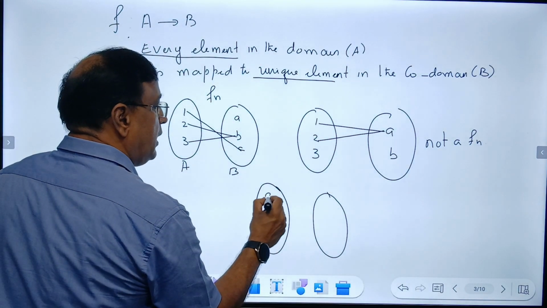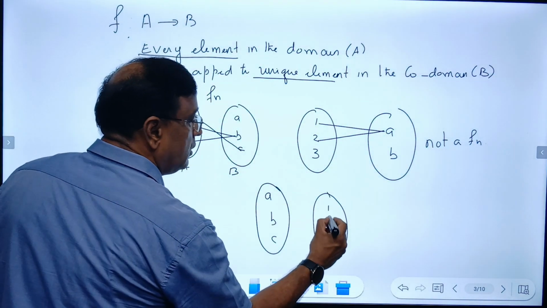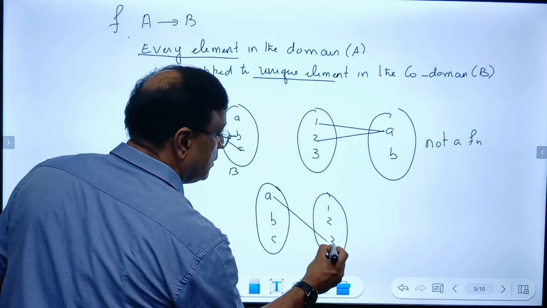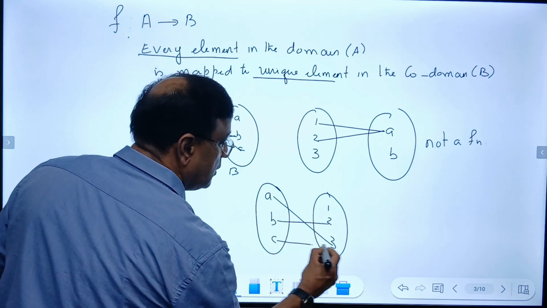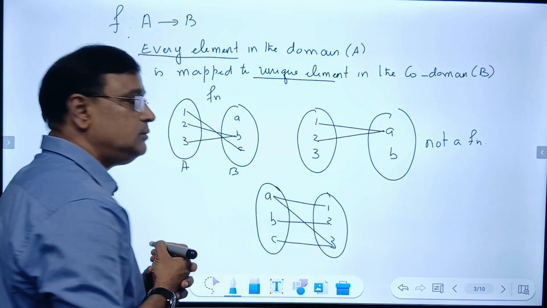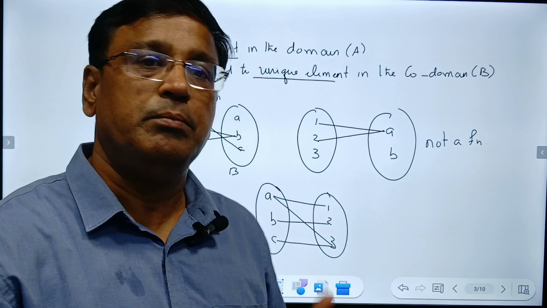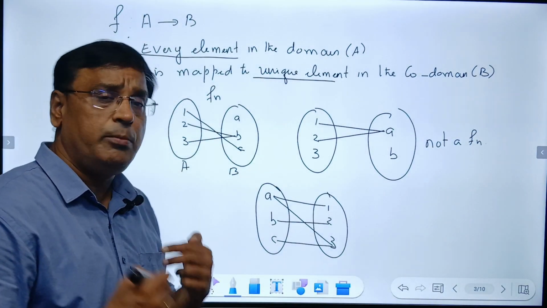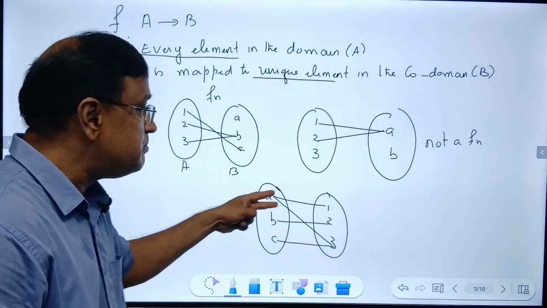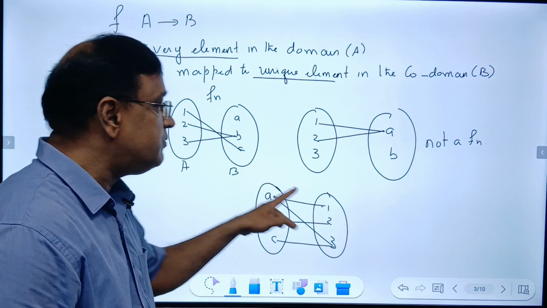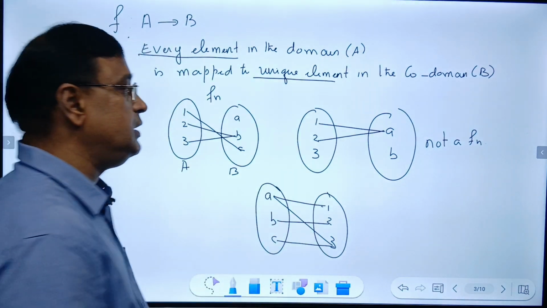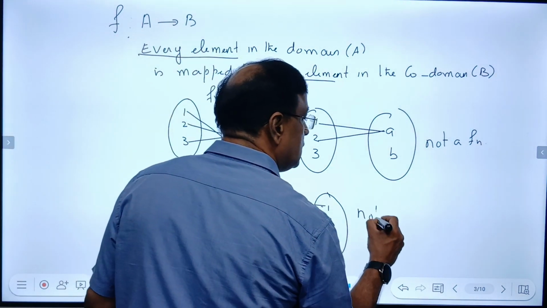Okay. Now suppose I have A, B, C, 1, 2, 3. Is this a function? Definitely no. Because every element in the domain is mapped, but A is mapped to 2 elements. If A is mapped to 2 elements, it cannot be a function, it's a relation. This is not a function.